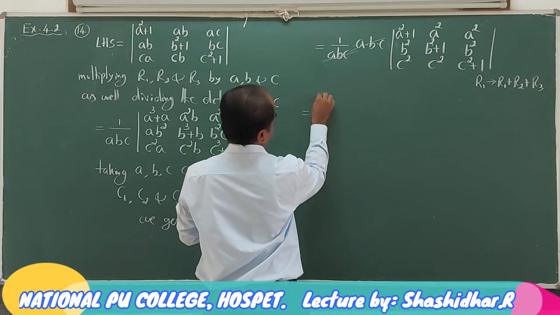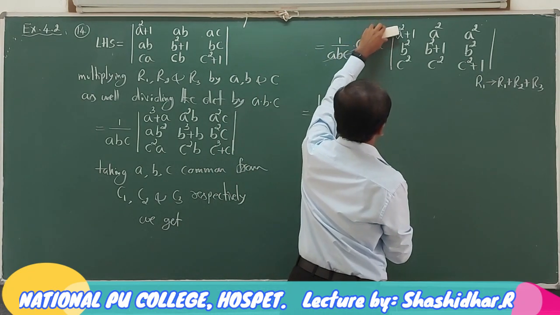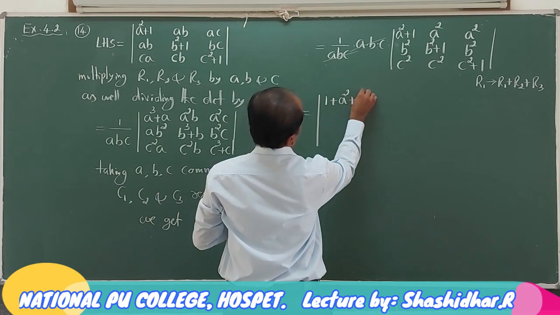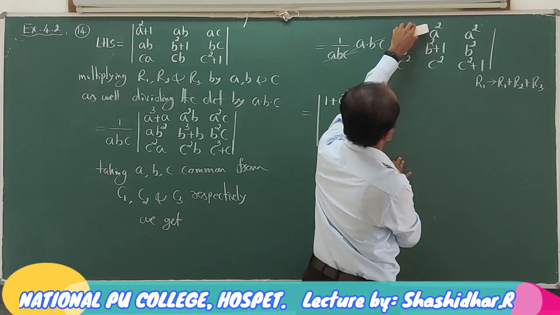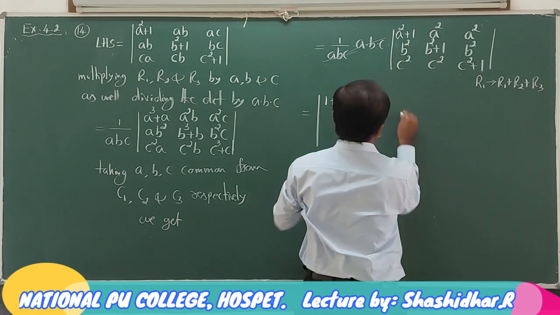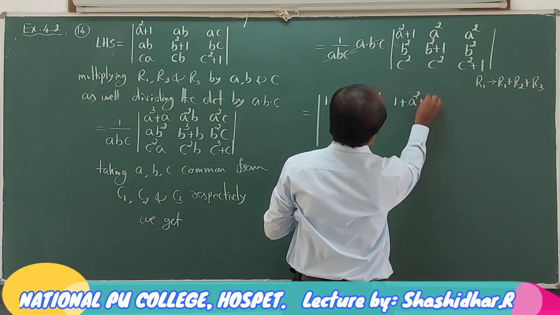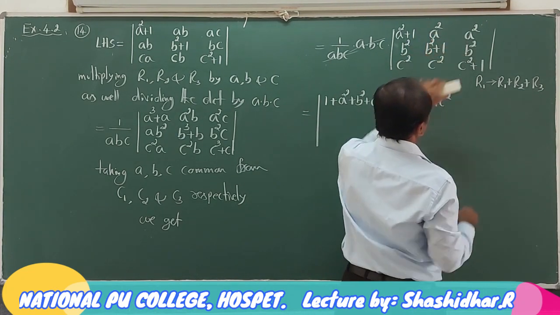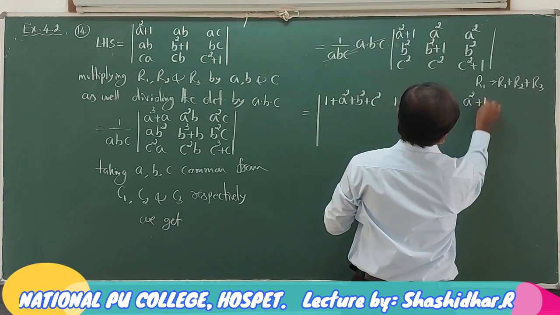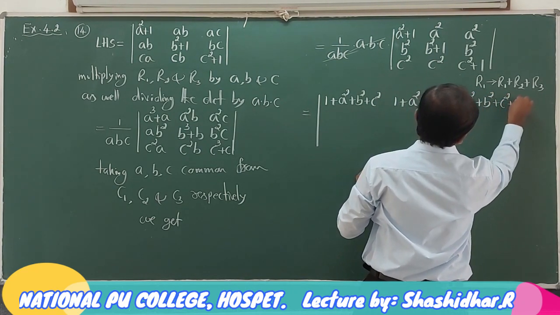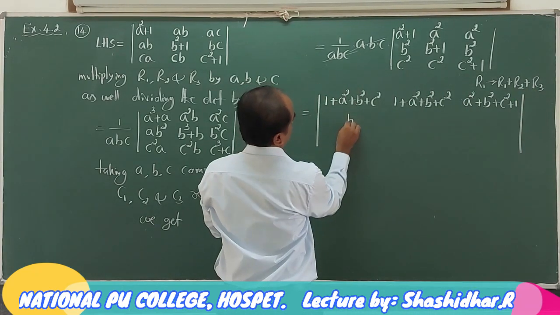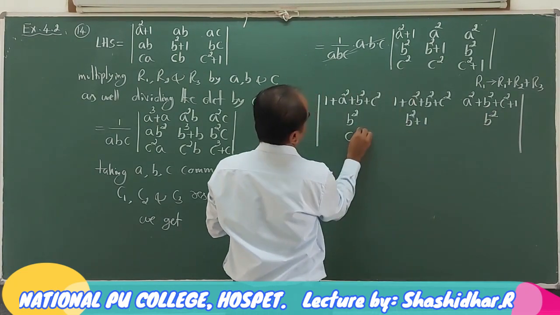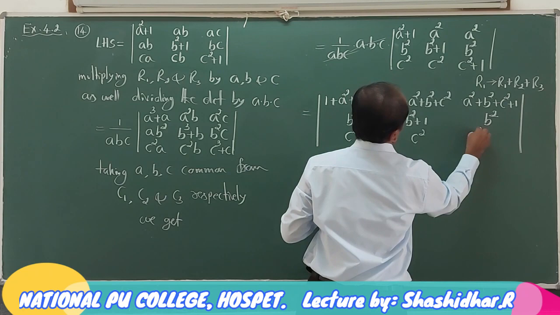By this, to this element 1 plus a square, I have to add b square and c square. What we get? 1 plus a square plus b square plus c square. To the element a square, I have to add b square plus 1 and c square. I get 1 plus a square plus b square plus c square. Again, to this element a square, I have to add b square and c square plus 1. I get a square plus b square plus c square plus 1. Write second row, third row as it is: a square, b square plus 1, c square in the second row; and third row, a square, b square, c square plus 1.